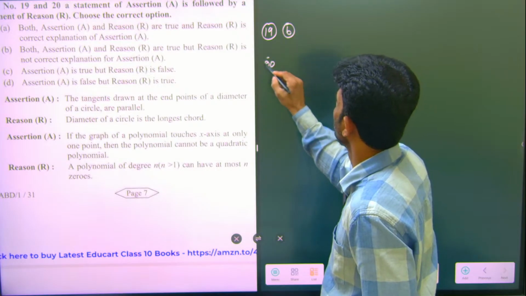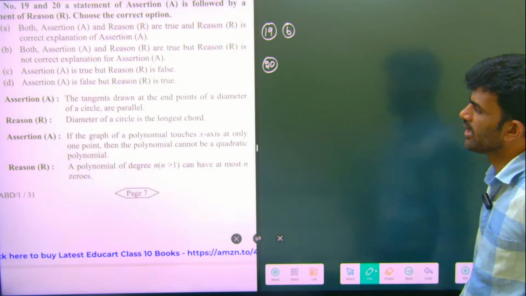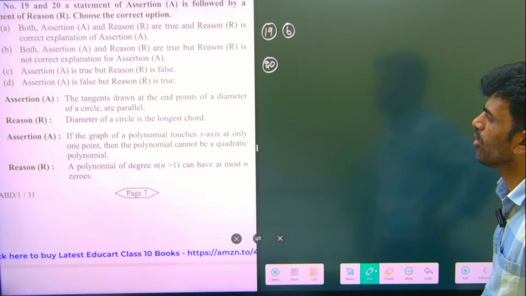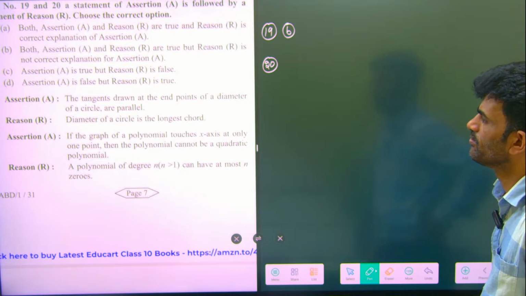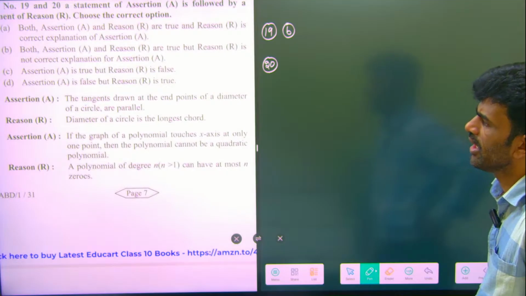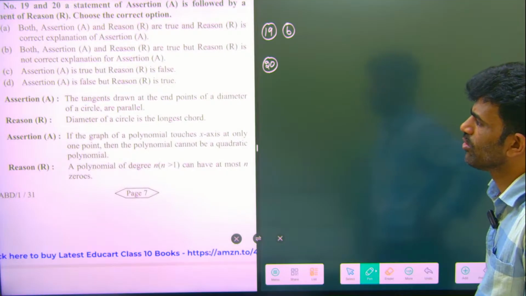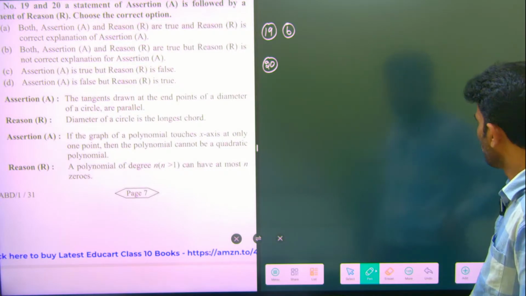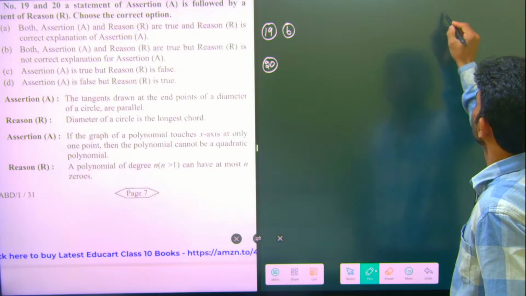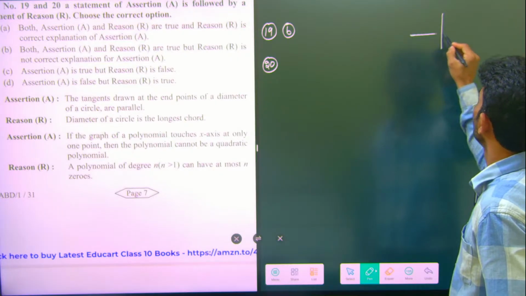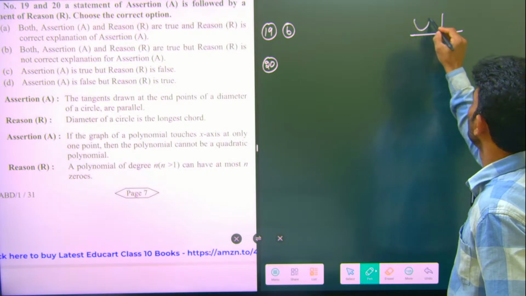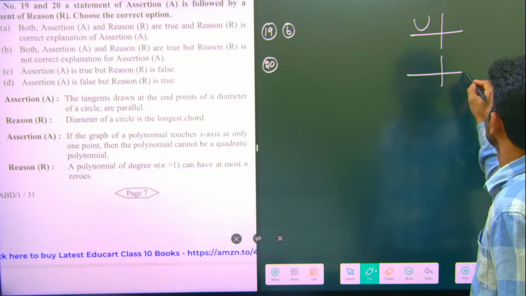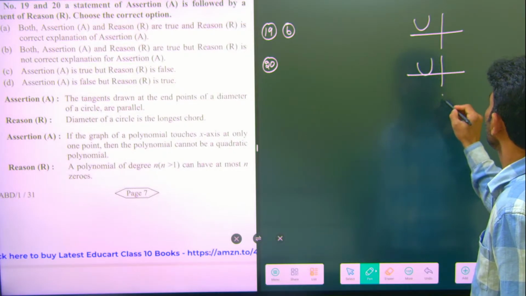20th one. If the graph of a polynomial touches x-axis at only one point, the polynomial cannot be a quadratic polynomial. If you observe graphs of quadratic polynomials, remember graph of a quadratic polynomial is a parabola. Parabola can be there like this, where it is not touching the x-axis, or it can be like this, where it is touching the x-axis at one point.